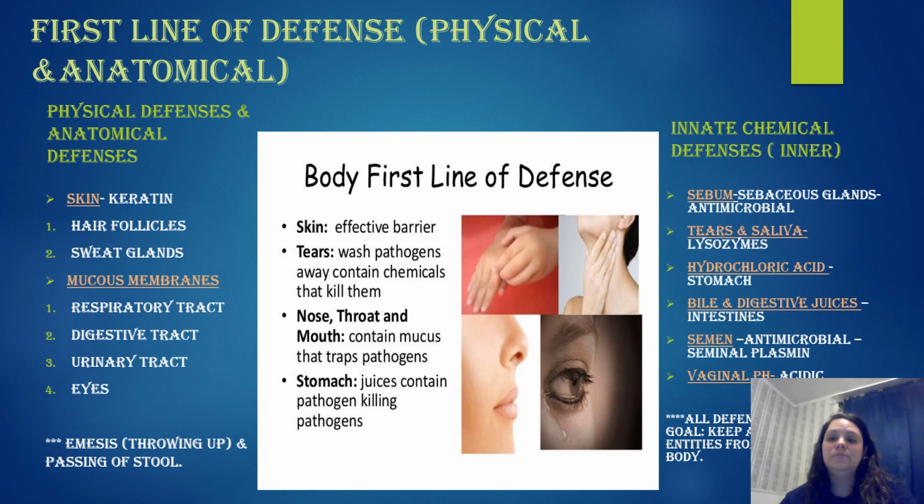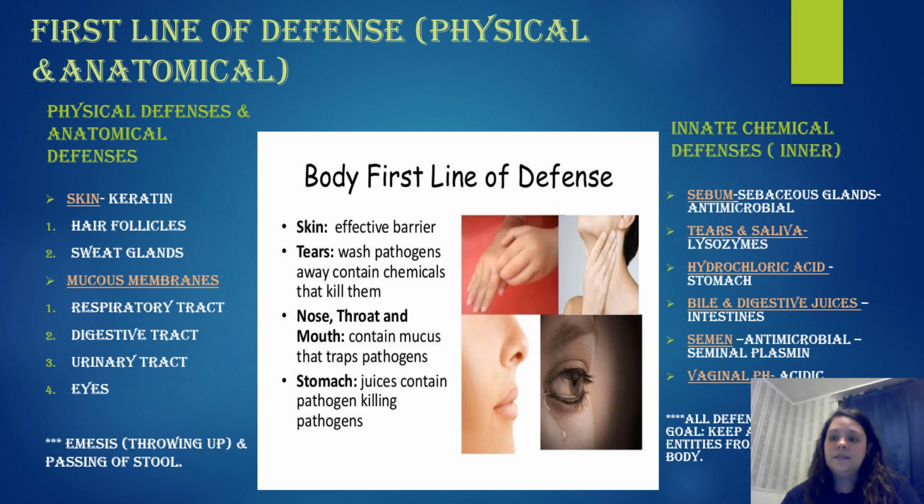The intestines produce bile and digestive juices. It's basically like battery acid. So a lot of microbes and pathogens cannot survive that environment either. They've also found that semen actually contains a lot of antimicrobial substances. It's referred to as seminal plasmin. It'll attack pathogens. The vaginal area, also, the pH of the vagina is kept acidic, so it's not very friendly to microbes growing there. Basically, the whole point of the first line of defense of the body is to keep out anything that would cause an illness or injury to the human body.